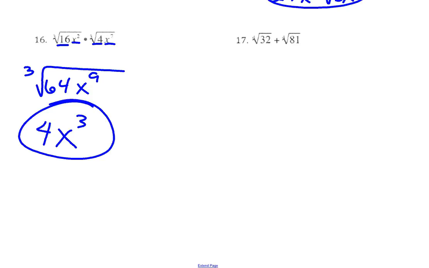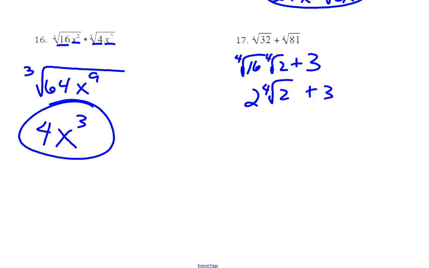You cannot add those. They're not like terms, so you've got to break them down. Go to your power 4. And if you go to your power 4, you'll see that 16 goes into 32 twice. And then 81 is actually a power of 4. It's 3 to the 4th. So we have 2 times the 4th root of 2 plus 3. You can't add those up. They're not like terms. That'd be your final answer.